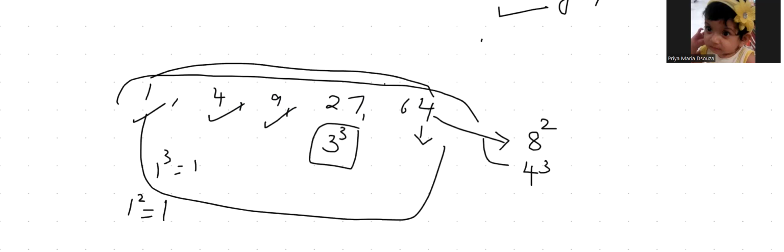But if I give you, let's say, 729, that will be 9 cube, 9 into 9 into 9. It's a perfect cube. How about 27 square? 27 square is also 729. So that means it is a perfect square and a perfect cube.